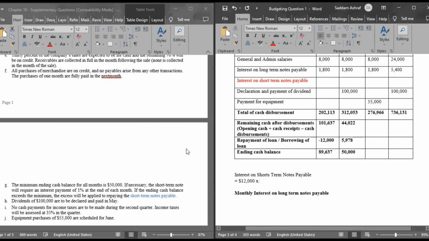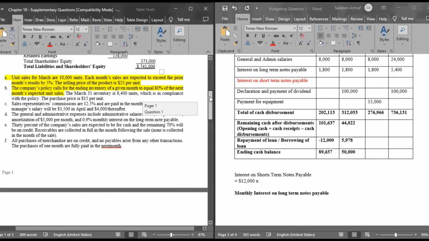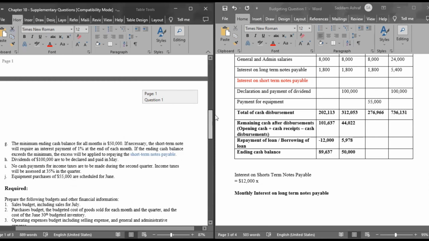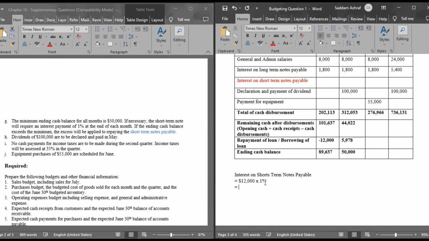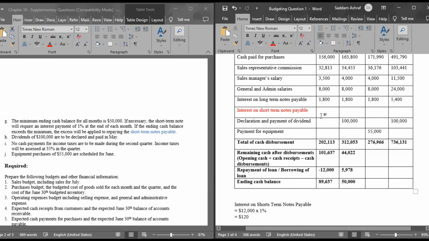And in the question, the instructor has asked you to charge 1% interest on that amount. In point G, he is saying the minimum ending cash balance for all months is 50,000. If necessary, the short-term note will require an interest payment of 1% at the end of each month. So we will take 1% of that amount, and this 1% will be 120. So it means we need to pay $120 in the month of April.